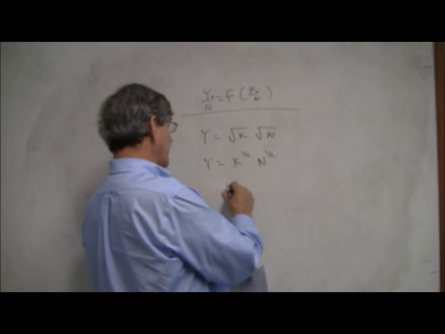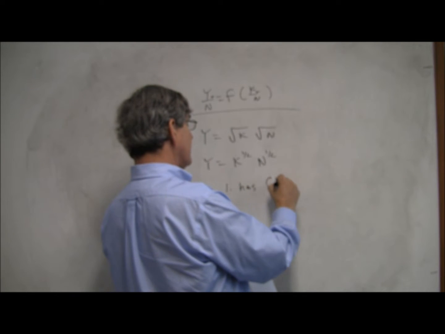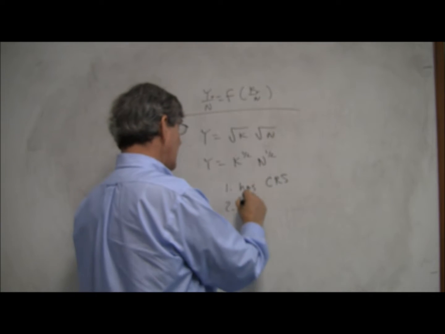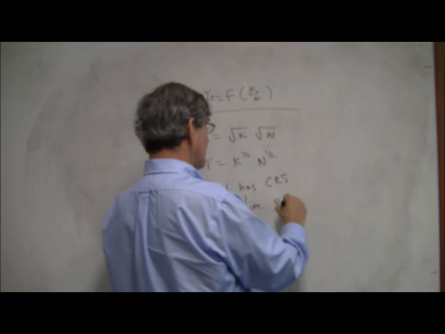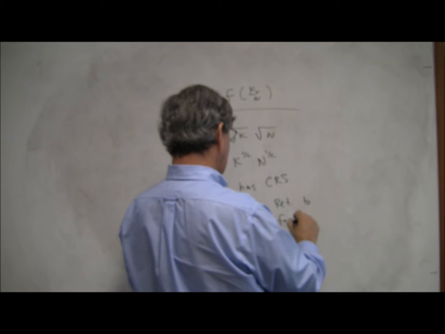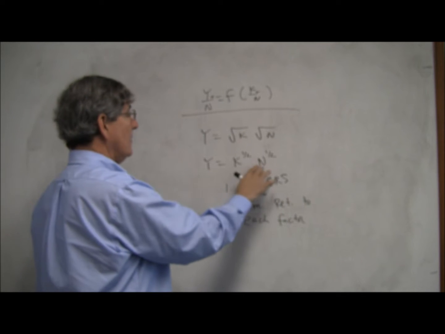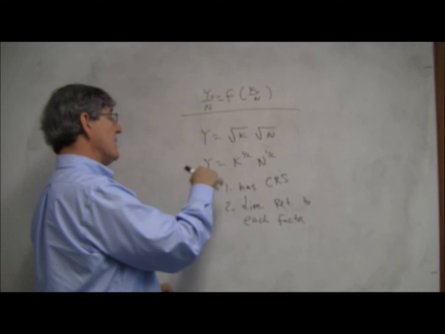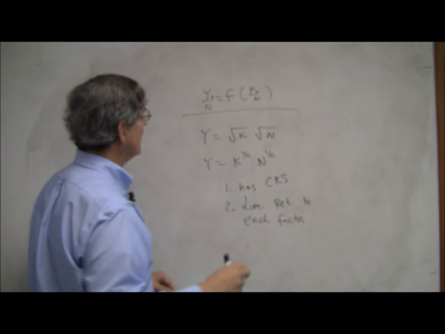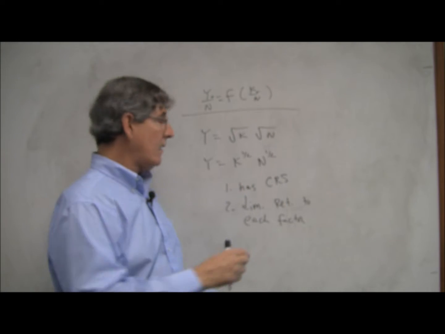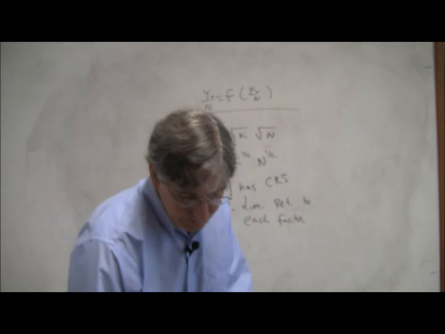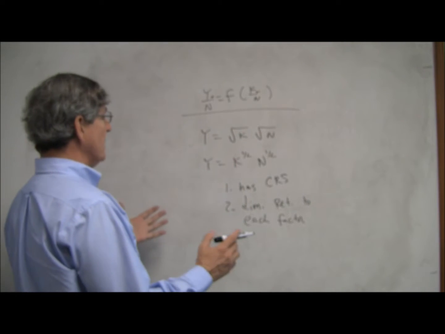We know that this has constant returns to scale. If we double K and N, we'll double output. And we also know it has diminishing returns to each factor. We showed this earlier. As we increase K, holding N fixed, Y goes up less and less for each additional unit increase in K. Same for N. As N goes up more and more, the effect on Y becomes less and less due to these diminishing returns. And so there's nothing new under the sun there.